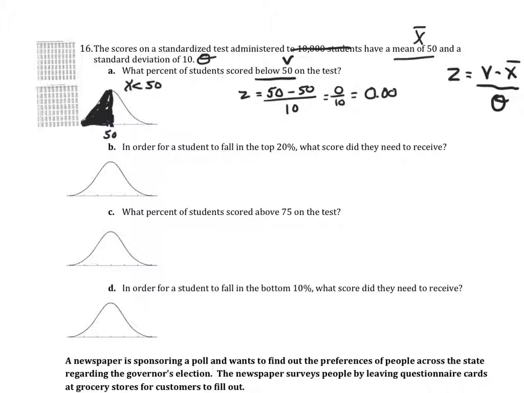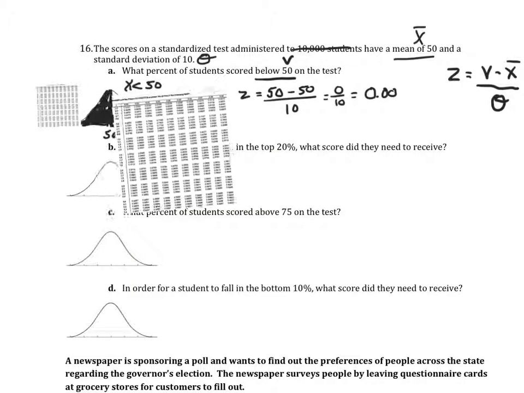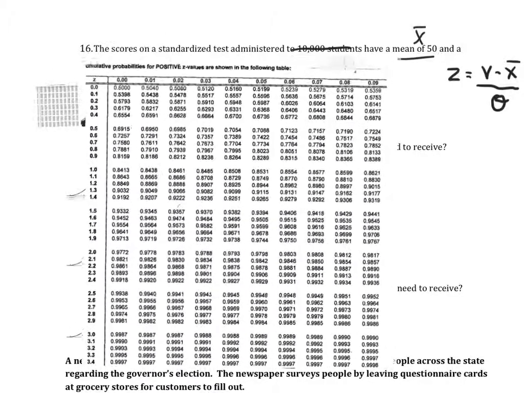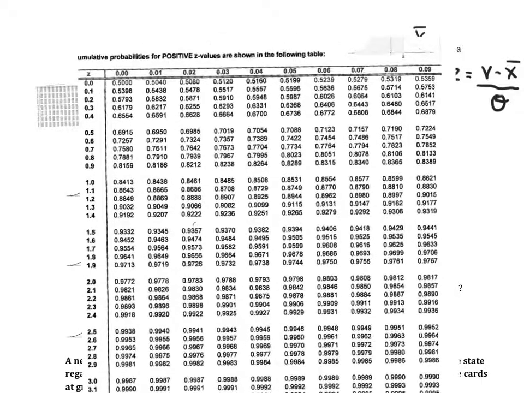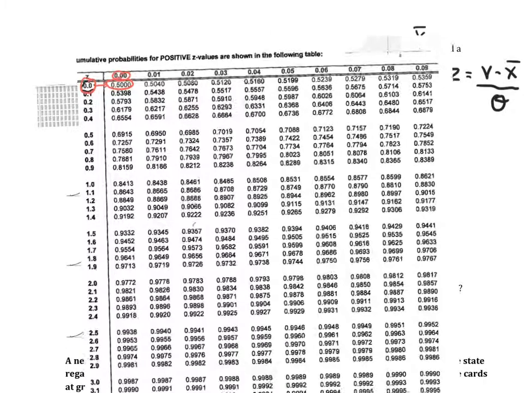Now we're going to go to our z-score table, and we're going to look on the outside. Okay, so let me grab my z-score. Let's see if it's this one. Yep, it's this one. So if we zoom up here, you can see that 0.00 is right here. So we're going to have 0.5000.